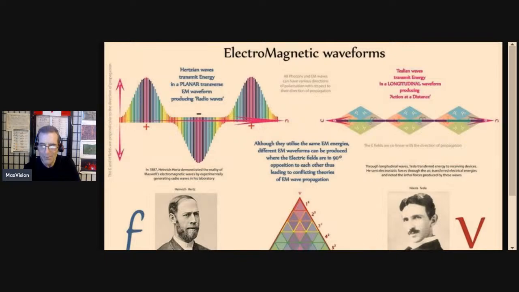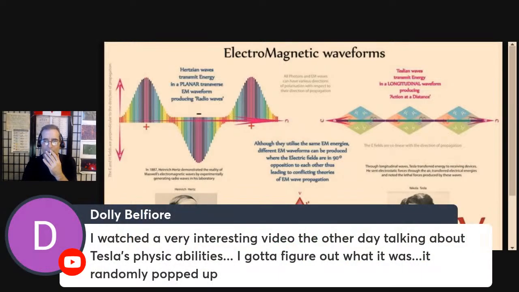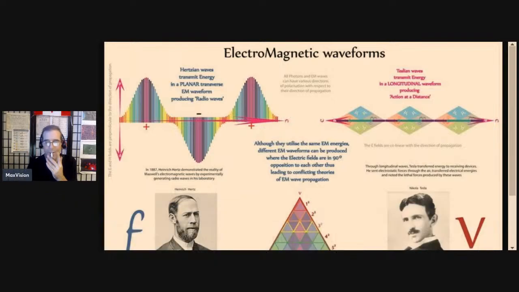Tesla be a hot box? Has to be a hot box. Okay. Has to be a hot box. Watched a very interesting video the other day talking about Tesla's psychic abilities. Okay. Tesla X-rayed himself to death.